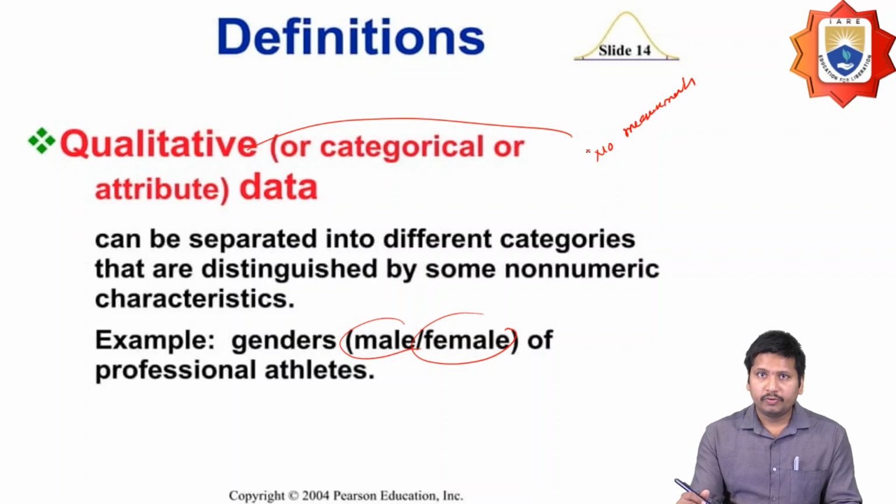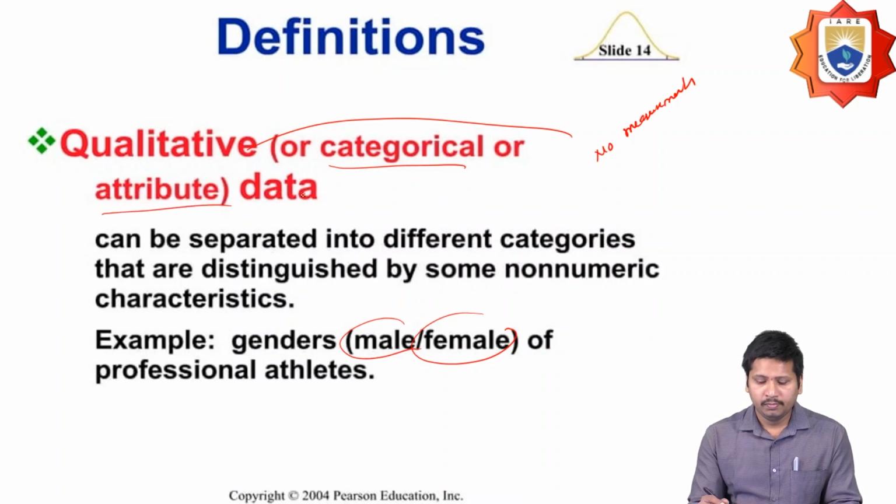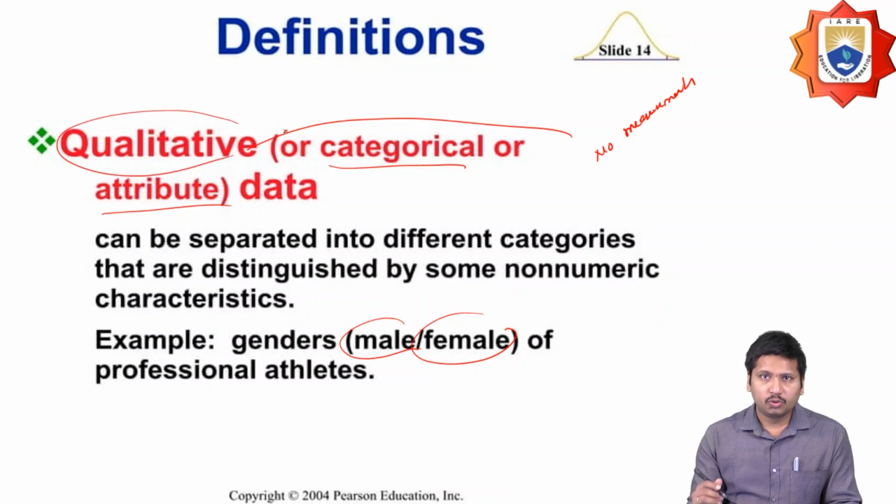The other synonym of qualitative data may be categorical data, or you can simply call it attribute data. Normally this qualitative data is separated into different categories, which are distinguished by some non-numeric characteristics. Example, gender, male or female, or the profession of athletes.